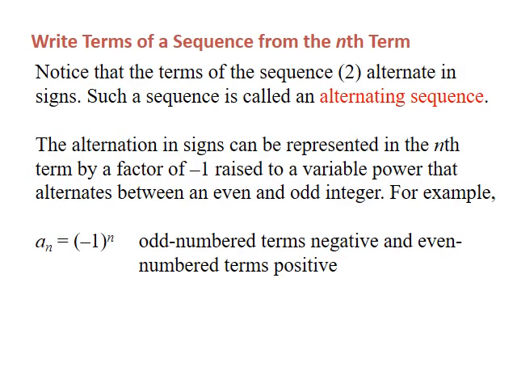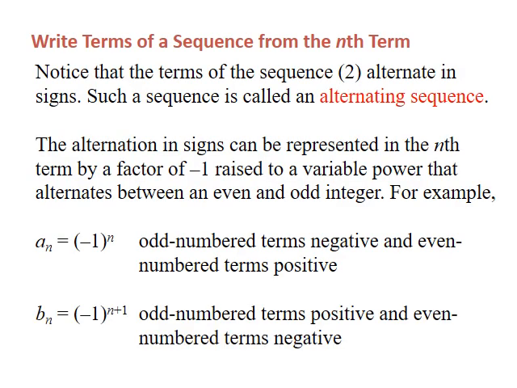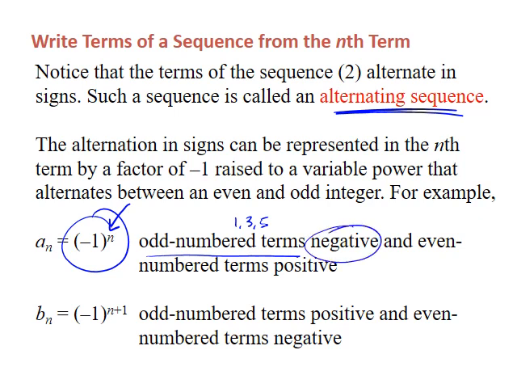So on this slide, we are going to address what happens. The example on the previous slide is known as an alternating sequence because the signs alternate from positive to negative. There are a couple different ways in which these alternating sequences can be represented, but I'd say the most common is this one here. This is where the odd numbered terms, so the first term, third term, fifth term, and so forth, are negative, and then the even numbered terms are positive.